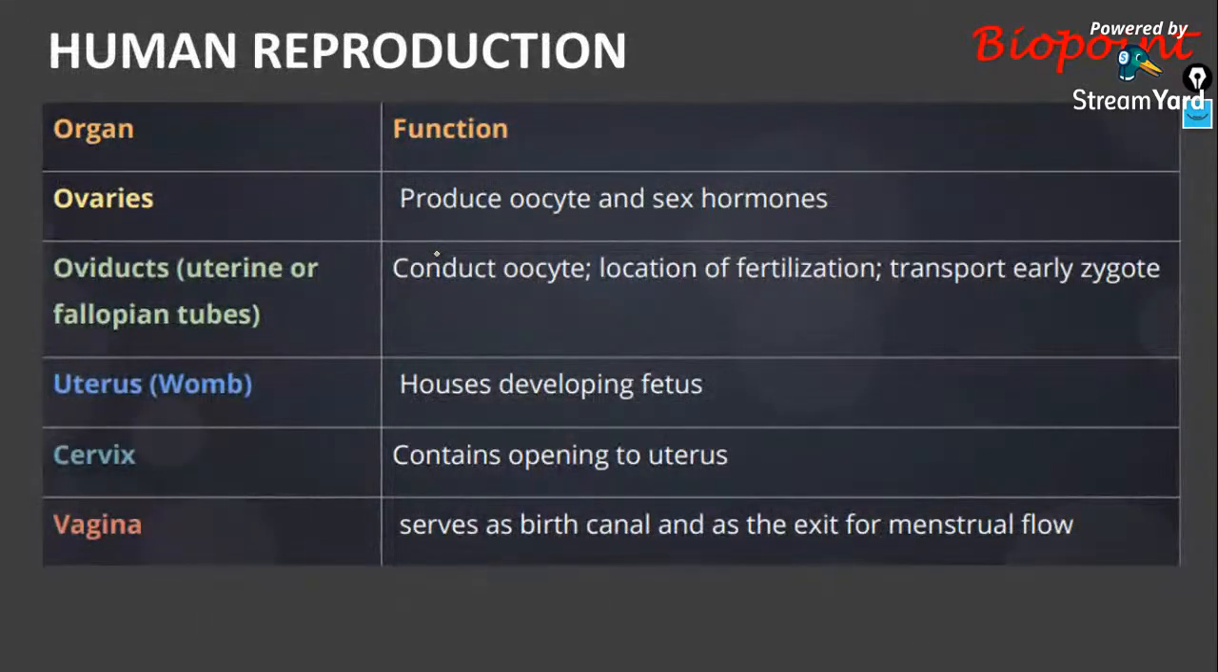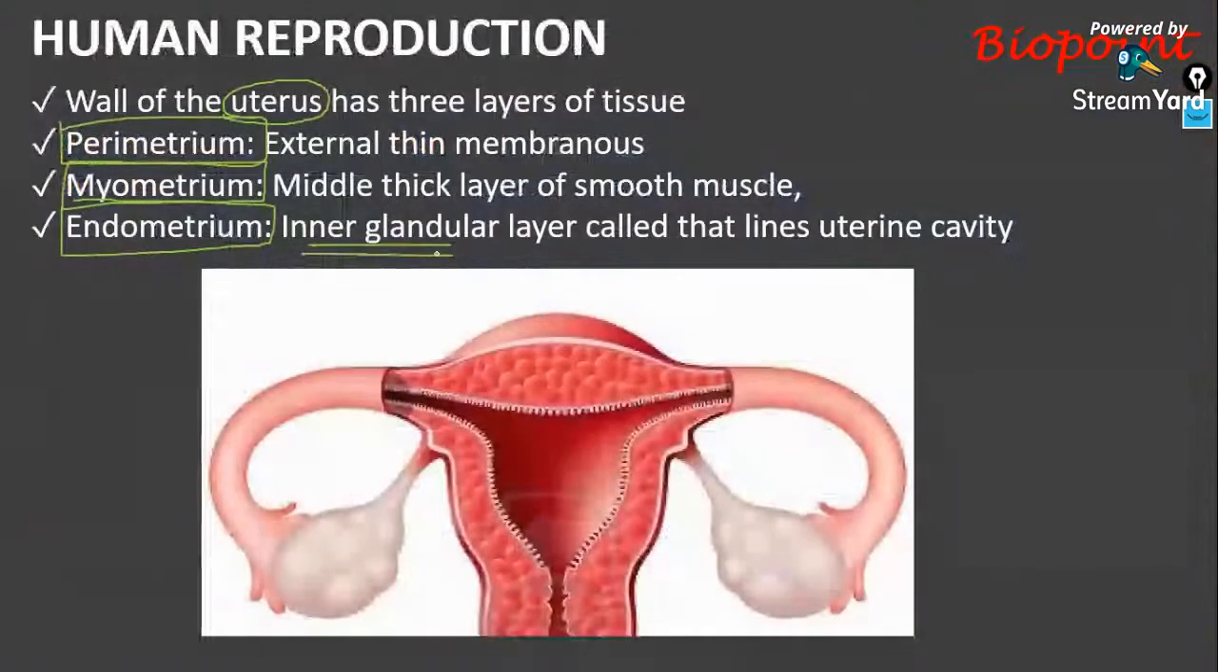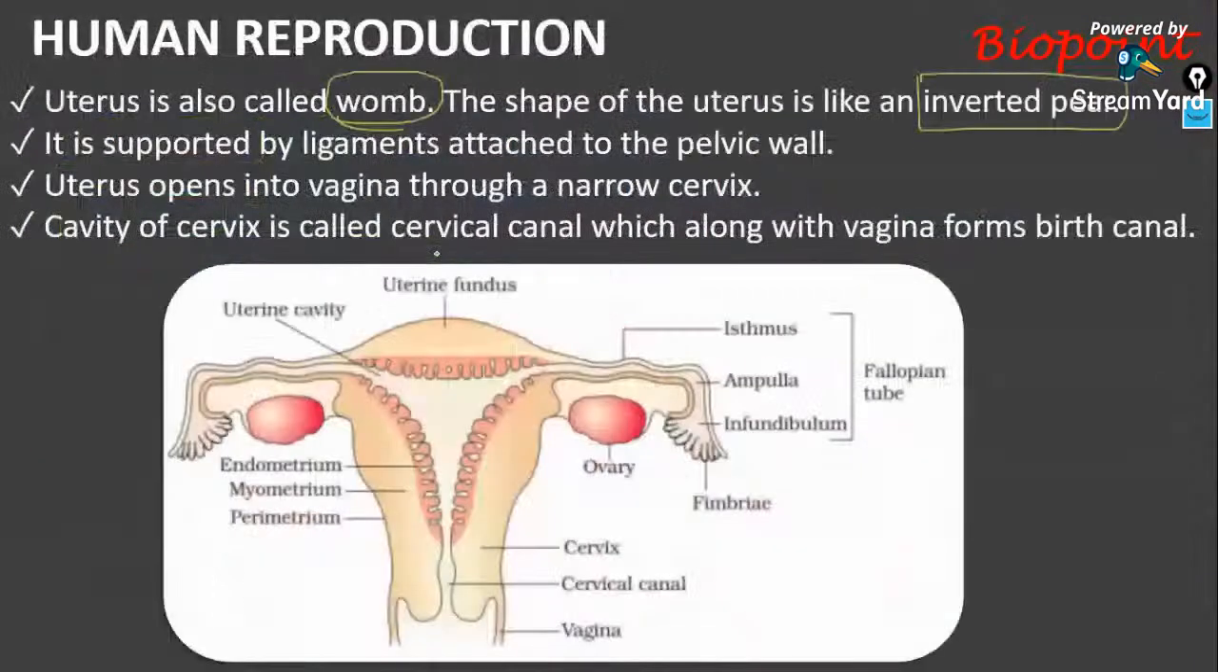Take a screenshot, everyone. Yes, guys, take the screenshot of the functions of the ovary, oviduct, uterus, fallopian tube, cervix, and vagina. Or else you can write it down from the PDF which I provide. Okay? So that's all about concept building class number 1 on human reproduction. See you in tomorrow's class.